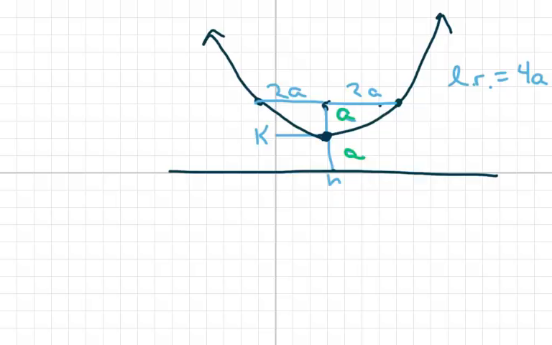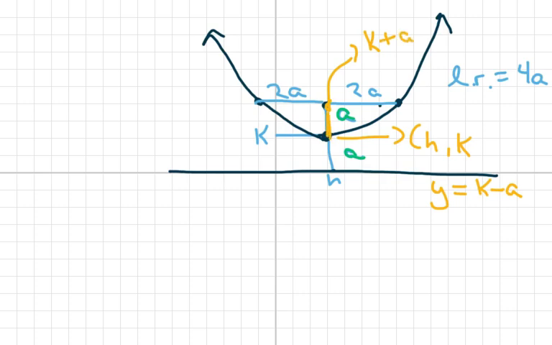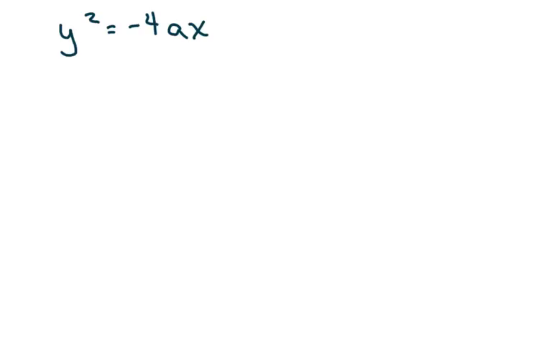And here's a picture of it. Okay, this is your H, K. This is your line y equals K minus A. Your focus is K plus A because you're moving up and down on the y, so you're changing that. Now the rest of these are kind of the same thing, so instead of drawing these, I'm just going to write it down.